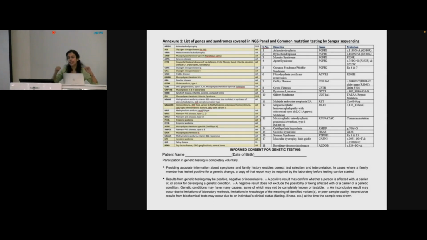You need to do the analysis. You may get some VOUS also, which can dilute your diagnosis. So first of all, you need to work up on your clinical phenotypes. Then you need to choose the testing.